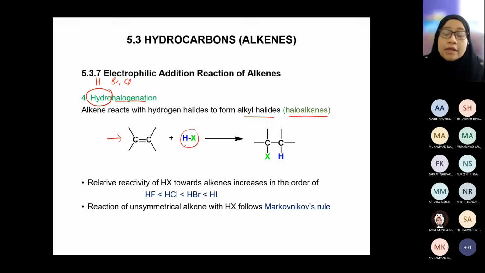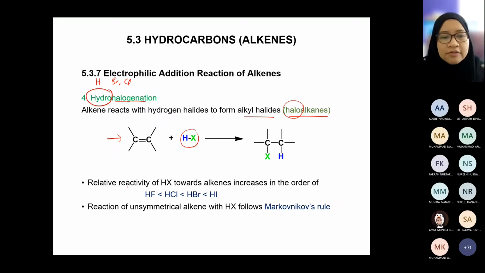Hydrogen halide. So basically these both will be added into the molecule, and it becomes what we call haloalkenes, because it is already saturated but with the presence of halogen.